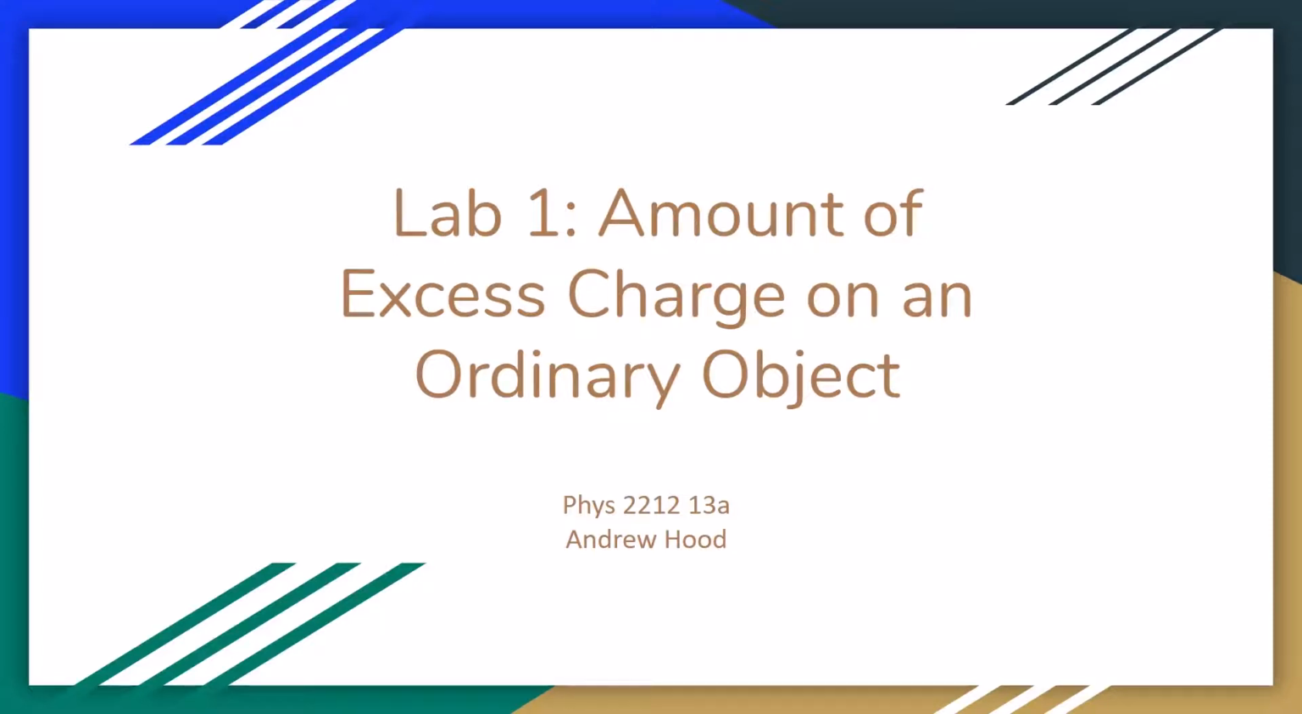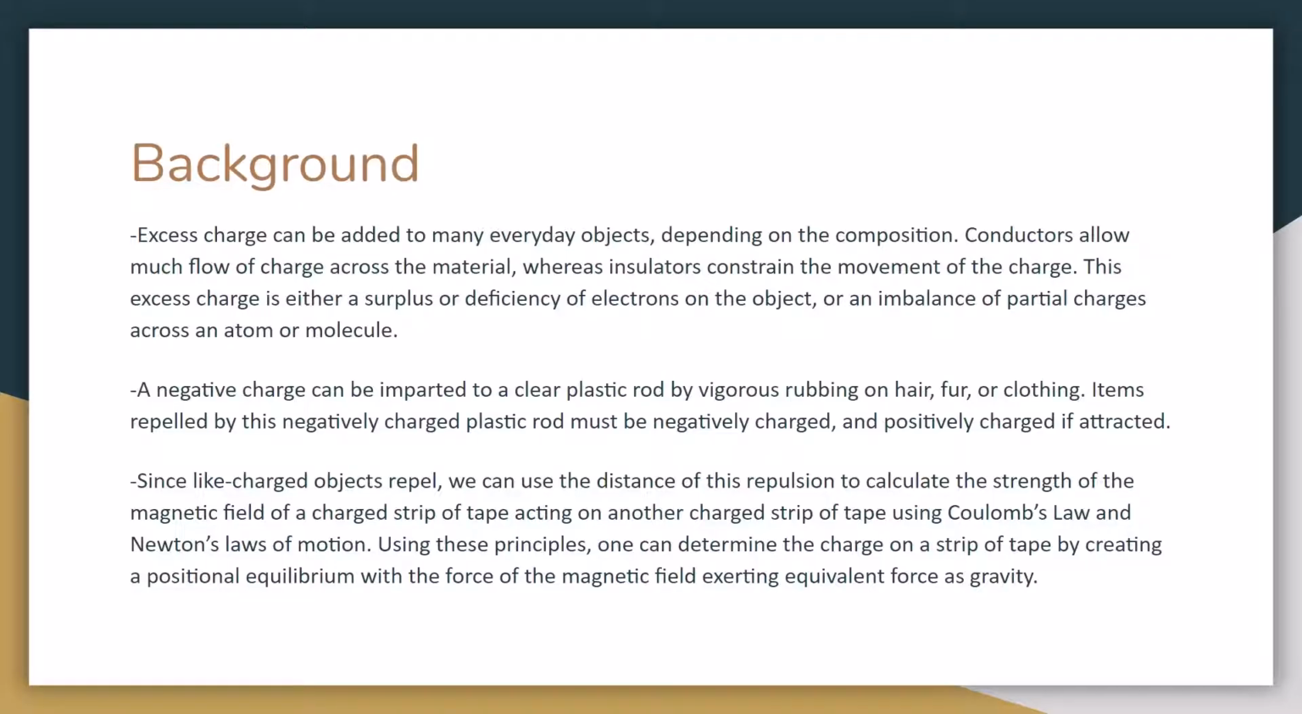Hi, my name is Andrew, and this is Lab 1, the amount of excess charge in an ordinary object. Excess charge can be added to many everyday objects depending on the composition. Conductors allow much flow of charge across the material, whereas insulators constrain the movement of the charge. This excess charge is either a surplus or a deficiency of electrons on the object, or an imbalance of partial charges across an atom or molecule.